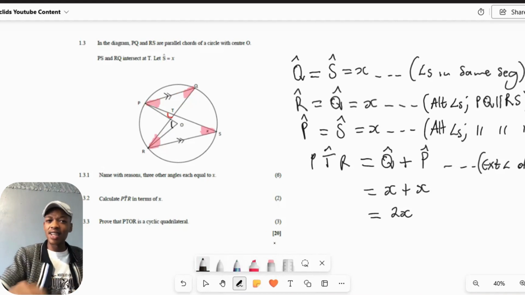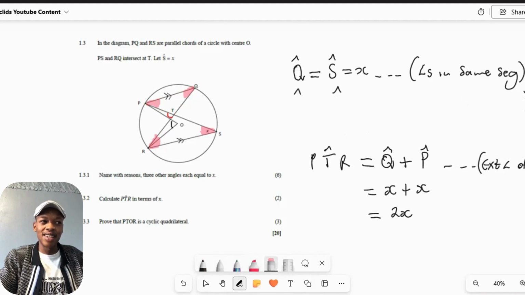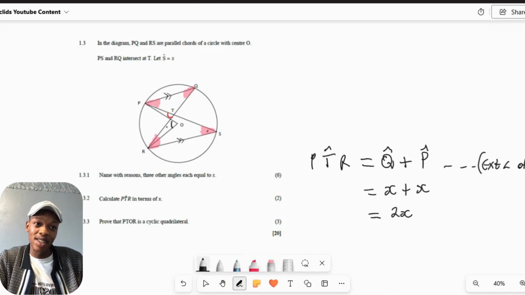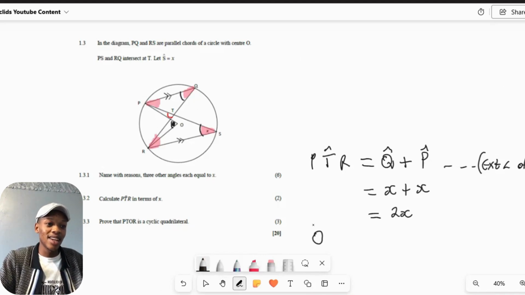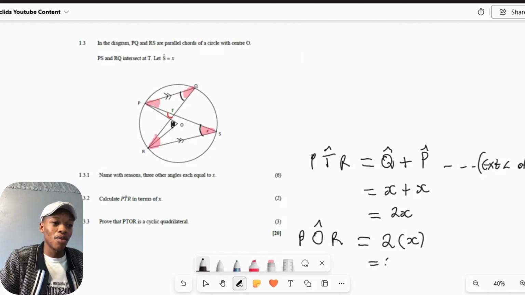Angle O is the angle at the center. What do we know about angle at the center? Angle at the center is twice the angle at the circumference. Let's check that it is so. Yes, angle at the circumference. There is angle at the center. There is angle at the circumference because they are subtending the same arc. You see? And this one is also angle at the circumference, which means angle POR is equal to 2 angle S or 2 angle Q, which is 2X. Therefore, it's 2X.